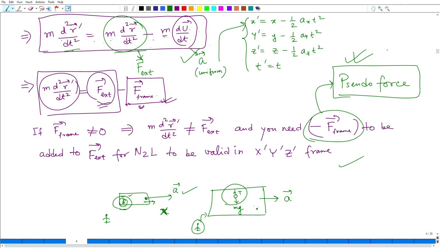Okay. So, how to get convinced with that? You just do d/dt, and you will see that dx'/dt will be equal to dx/dt minus a_x t, and then you will also have d2x'/dt2 equal to d2x/dt2 minus a_x. I am doing this for the x direction, and for y and z you can do the same. You just multiply m both sides and you will have this equation. Okay. So, that is how in general we connect two frames of reference which have uniform acceleration between them.